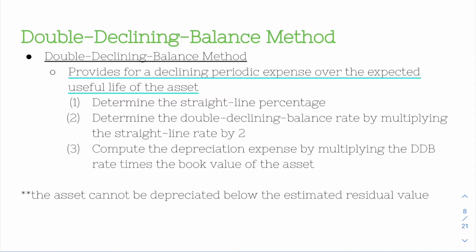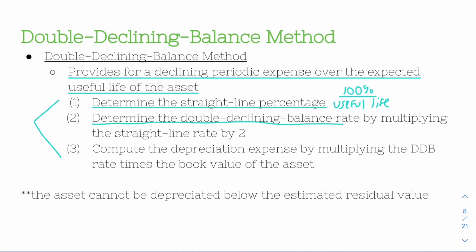Okay, so this is the procedure for the double declining balance method. Your first step is to determine the straight line percentage. So I told you that above. It's 100% divided by the useful life. Okay. Then you determine your double declining balance rate, and that is going to be the straight line percentage times 2.